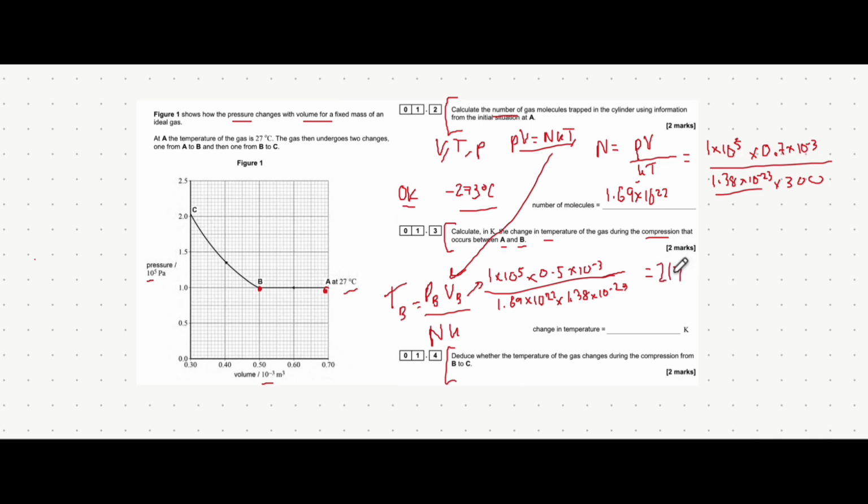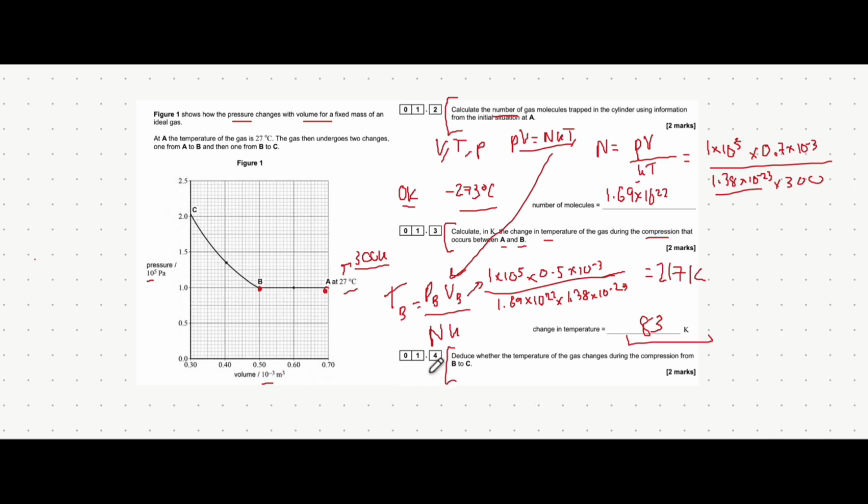Now you might think, okay, that's quite a big change between 27 and 217. Well, that's because this is in degrees. We have to also convert that into Kelvin. And once we do, we get that at A, the temperature is 300 Kelvin, whereas at B it's 217 Kelvin. So the change in temperature is a subtraction of the larger one and the smaller one. In this case, 300 take away 217 is 83 Kelvin. And that's your change in temperature. That's everything for that question.